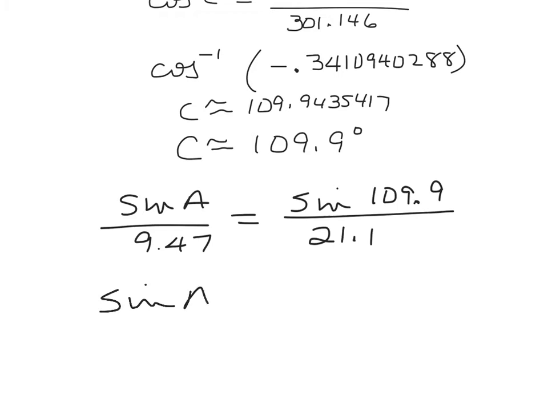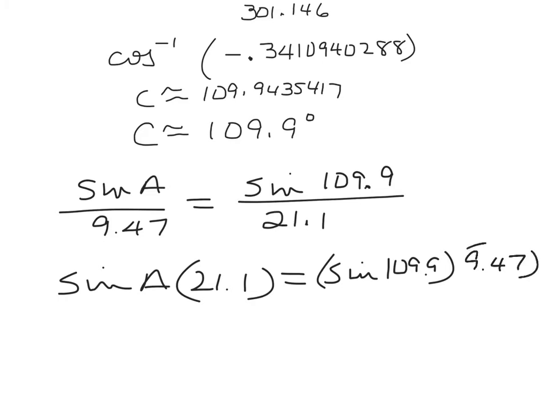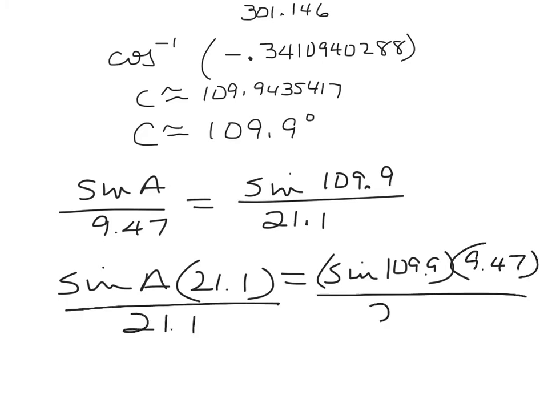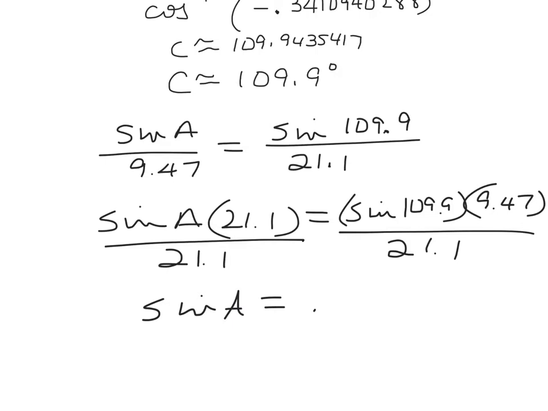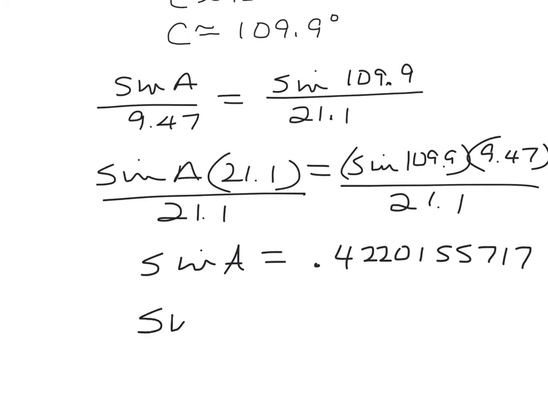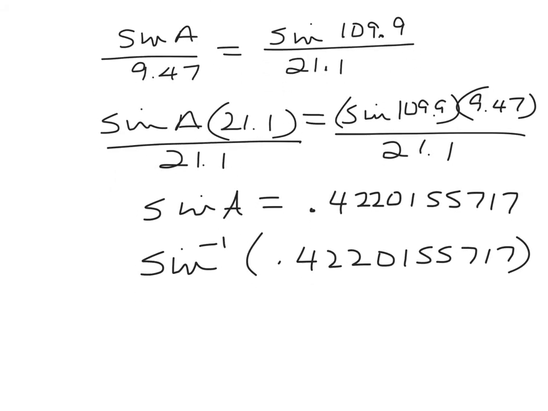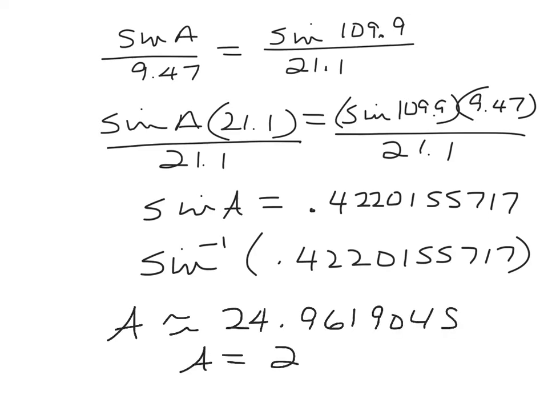Cross multiply. Equals sine 109.9 times 9.47. Divide that by 21.1. And the sine of A, after I multiply and divide, I get 0.4220155717. Again, I'm looking for an angle measure, so I'm doing the inverse. So again, let me write this down. Again, you should be hitting your second answer key, so you don't have to keep keying this in. So A will be approximately equal to 24.9619045. We'll round this and it'll become 25.